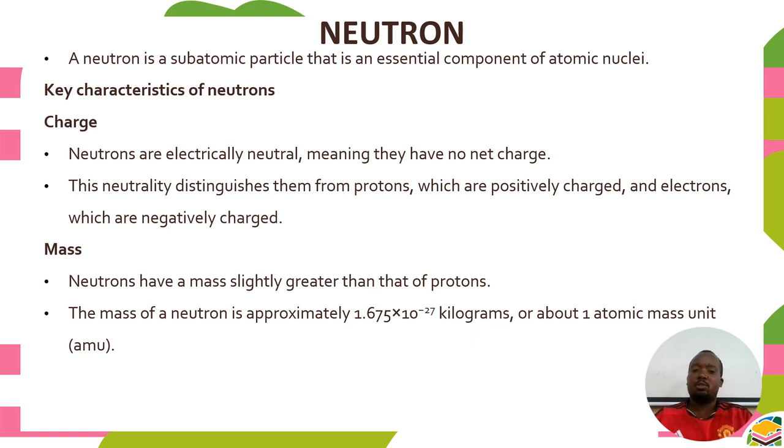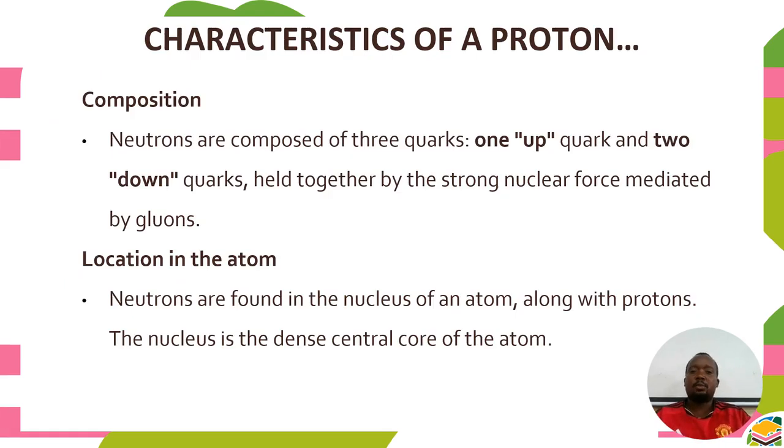In fact, the mass of the neutron is approximately 1.675 times 10 to the power minus 27 kilograms, which is about 1 atomic mass unit, abbreviated AMU, because AMU stands for atomic mass unit. Then, in terms of composition, neutrons are composed of 3 quarks, which is 1 up quark and 2 down quarks held together by strong nuclear force mediated by gluons.